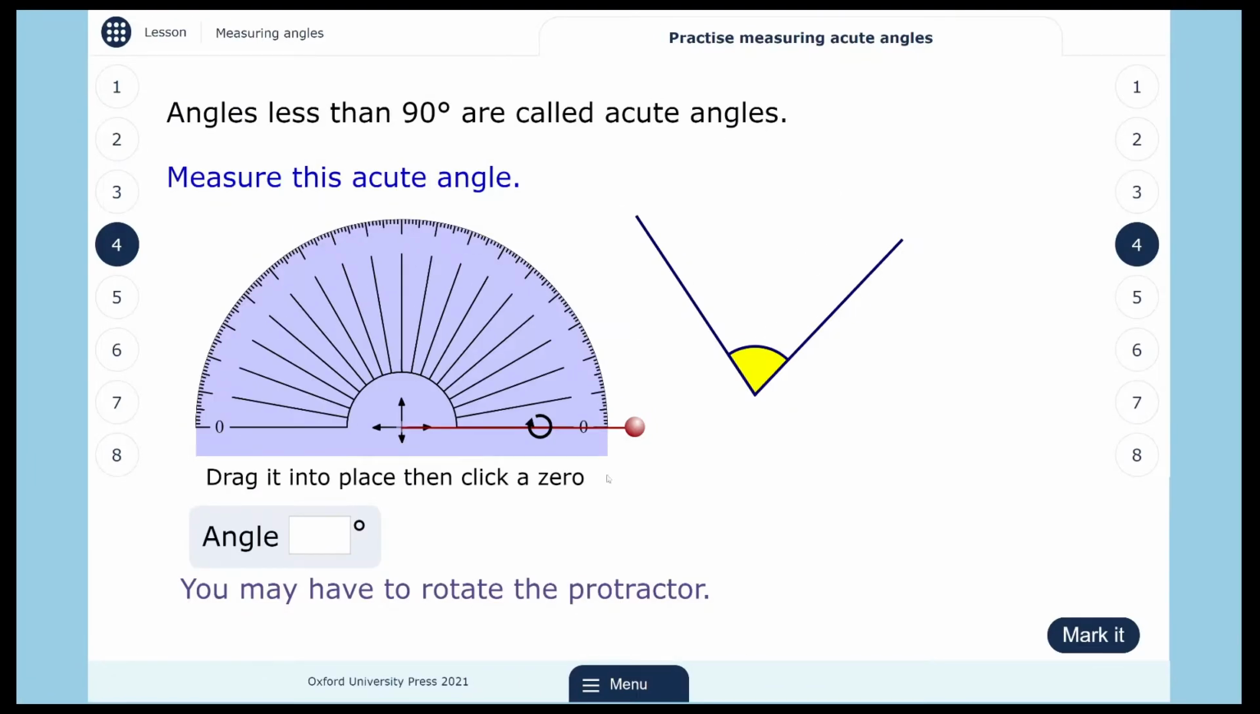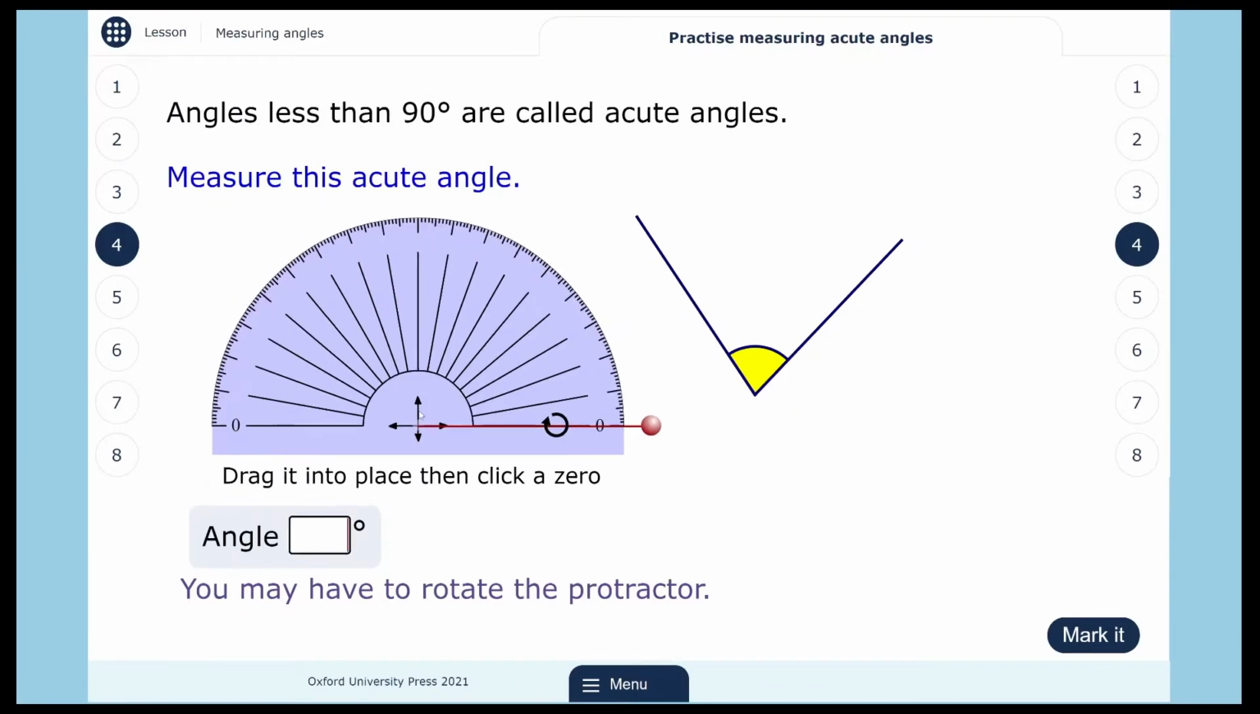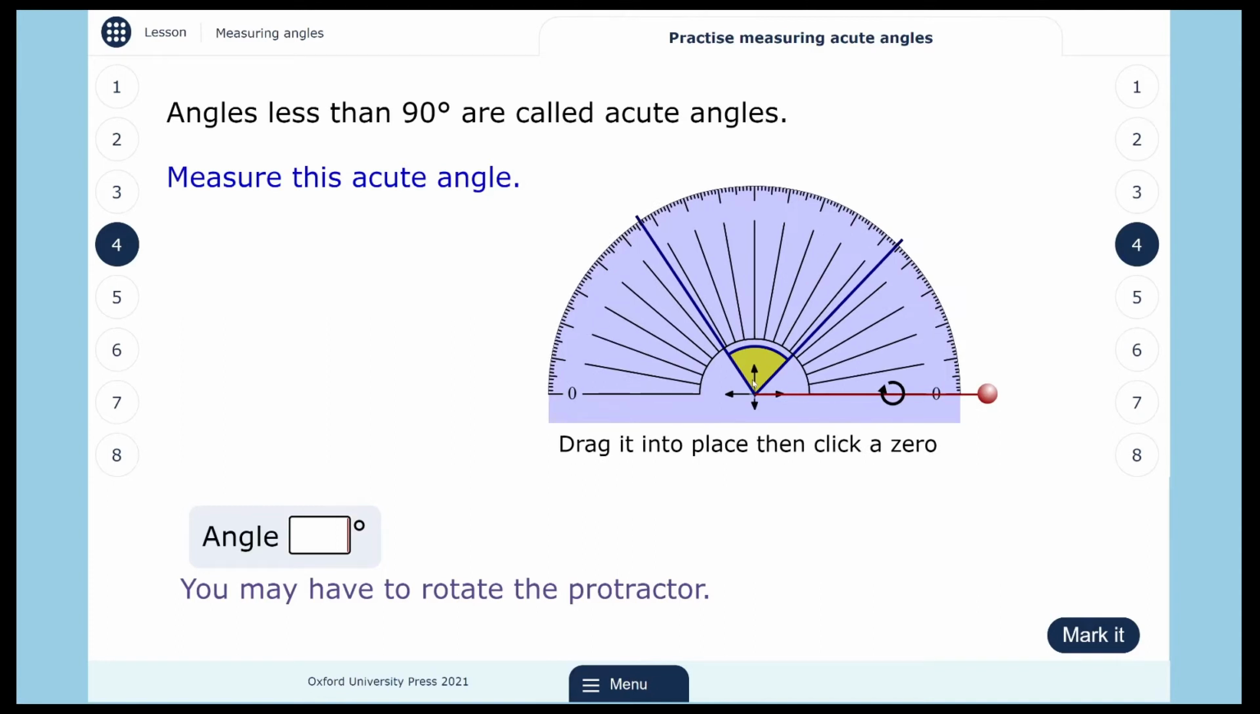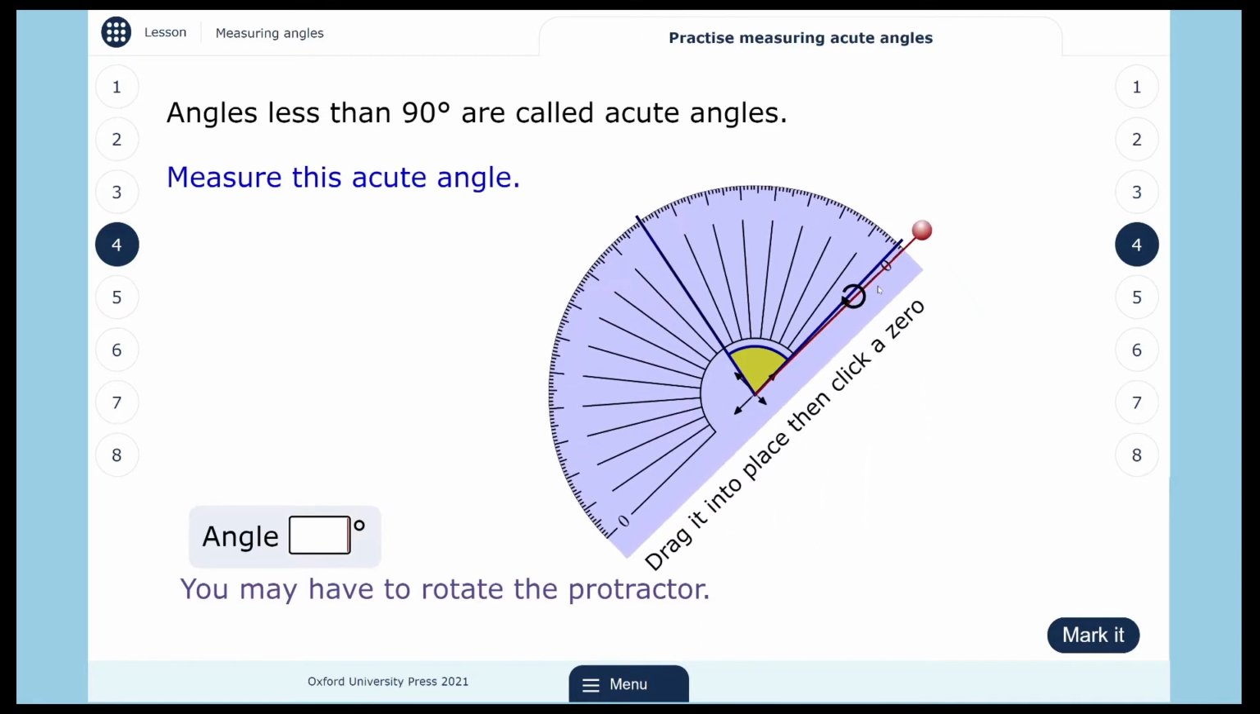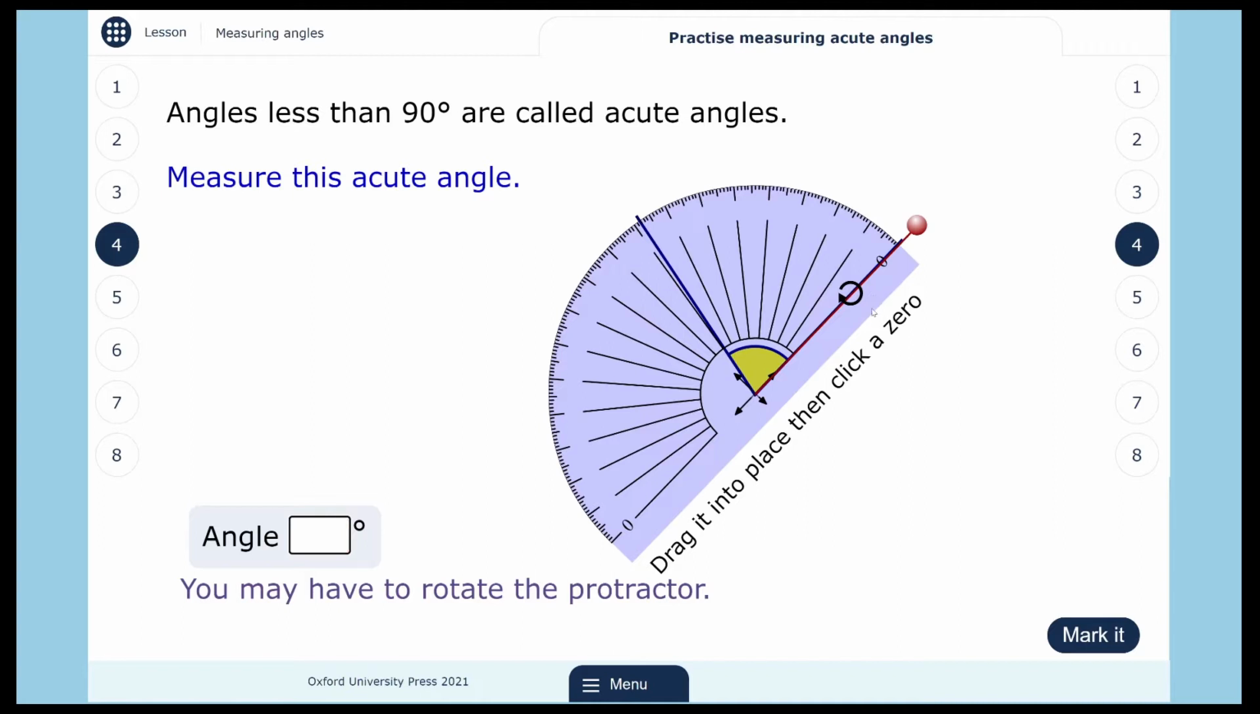So in this first example, I can simply click and drag my protractor to the point where my angle is being formed. I can then use the rotate button to click and drag and rotate to where my line is. And lastly, I need to click on either of the 2 zeros to put the correct numbers in.